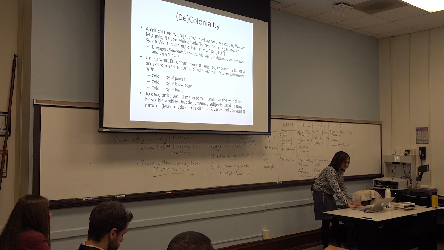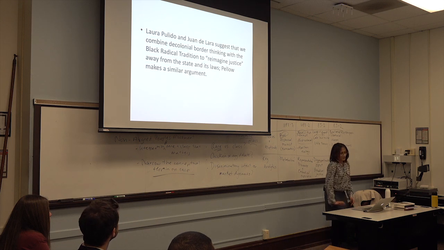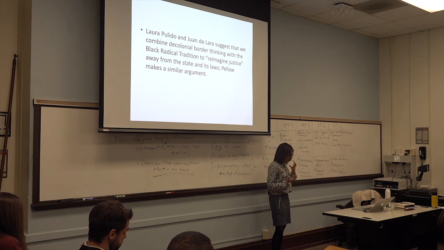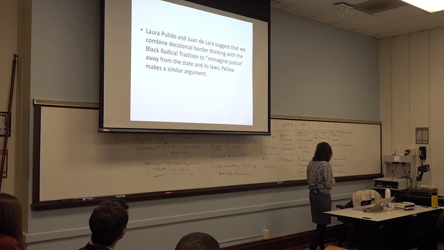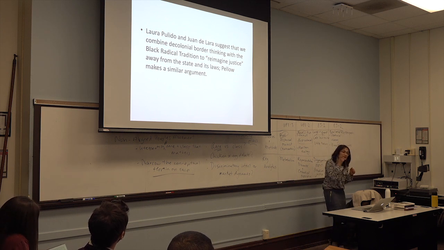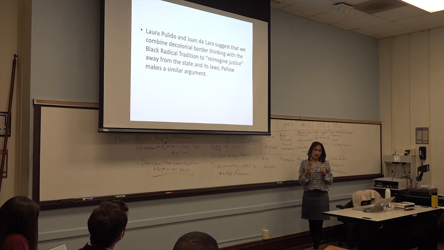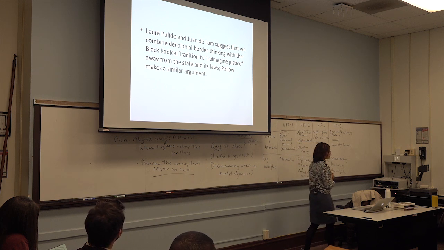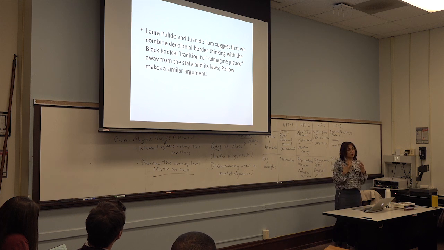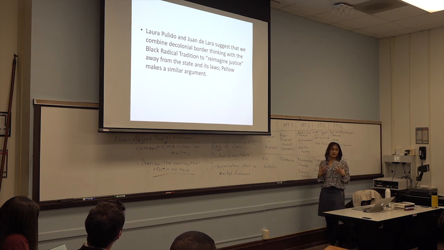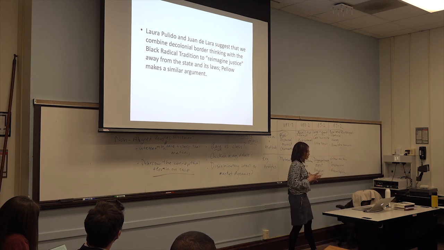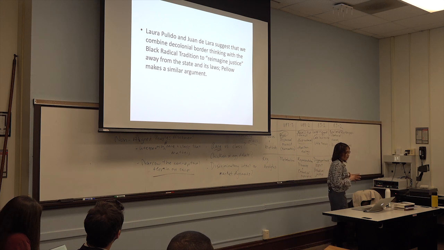So finally now, I want to move to the Black radical tradition, which has many similar theoretical preoccupations, but has also got some more explicitly economic understandings of the way racial discrimination works, as opposed to the decolonial or even post-colonial thought, which is very much around knowledge frameworks and experience and being, right? And Pulido and Juan de Lara suggest that we actually use and combine decolonial border thinking with the Black radical tradition, right, to reimagine justice.